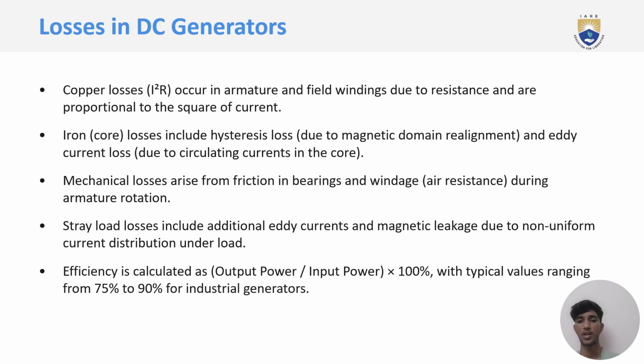Losses in DC generators. Like all electrical machines, DC generators experience several types of losses. Copper losses occur due to resistance in the windings. Iron losses include hysteresis and eddy current losses in the core. Mechanical losses occur due to friction in bearings and air resistance. Because of these losses, the efficiency of DC generators typically ranges from 75% to 90%. Reducing these losses helps improve generator performance.